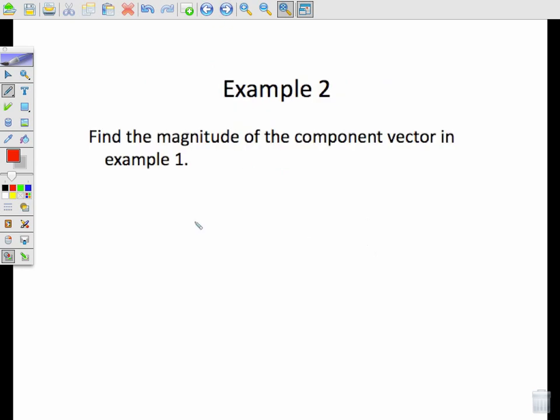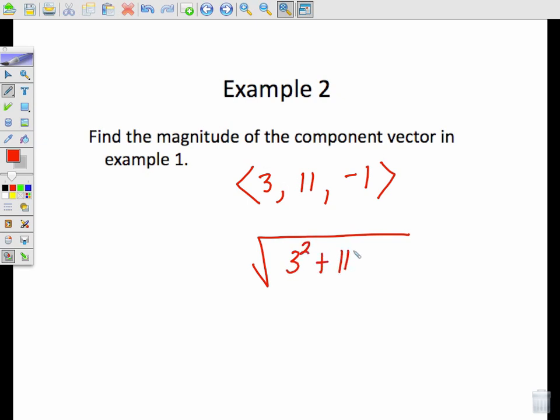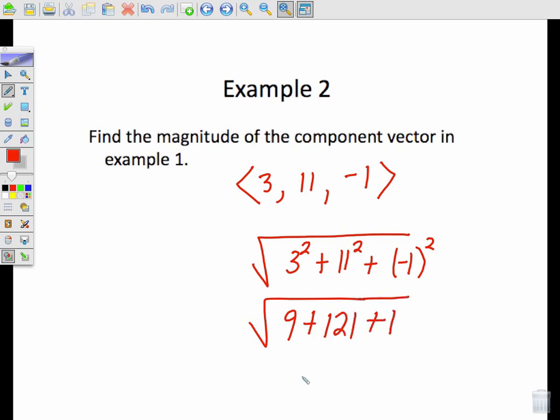So in example 1, we have this vector. It was already in component form. Now what we're going to do is find its magnitude. So the magnitude would be 3 squared plus 11 squared plus negative 1 squared. This would be equal to 9 plus 121 plus 1, or the square root of 131. Okay, so if this is vector v, then this is the magnitude of vector v.